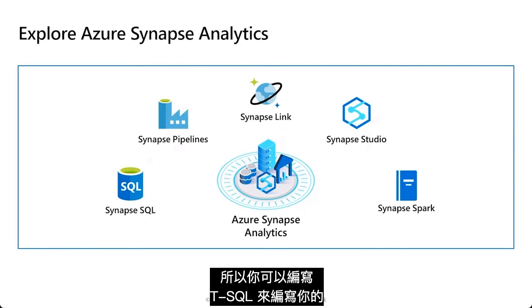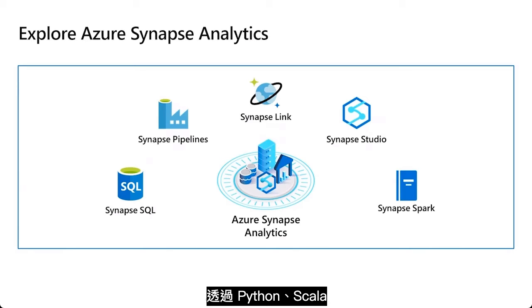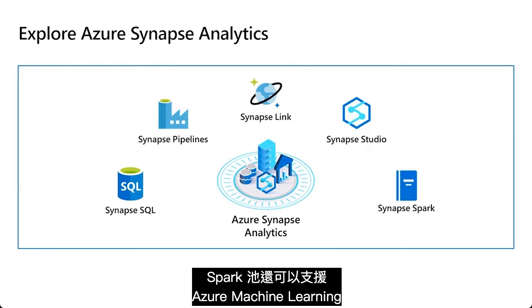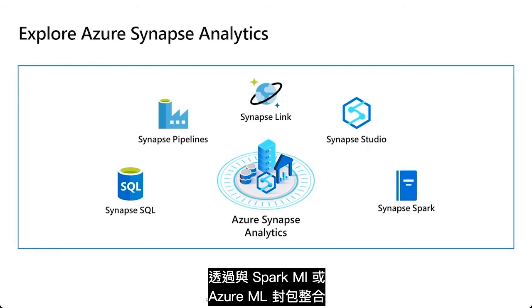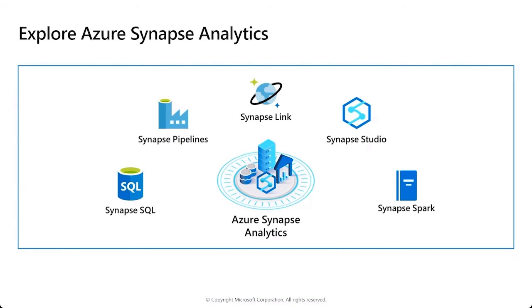Now, Synapse Spark pool is a cluster of servers running Apache Spark to process data. So you can write your data processing logic using either Python, Scala, SQL, or C#. C# has libraries in .NET which support Apache Spark. Spark pools can also support Azure Machine Learning through integration with Spark ML or Azure ML packages.